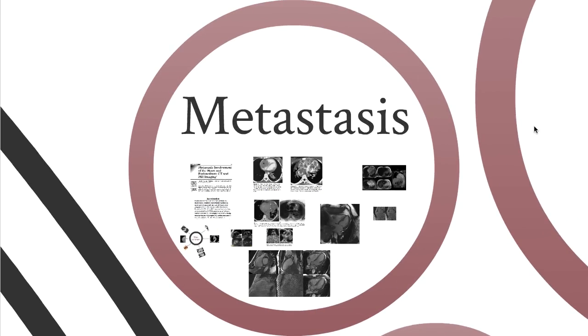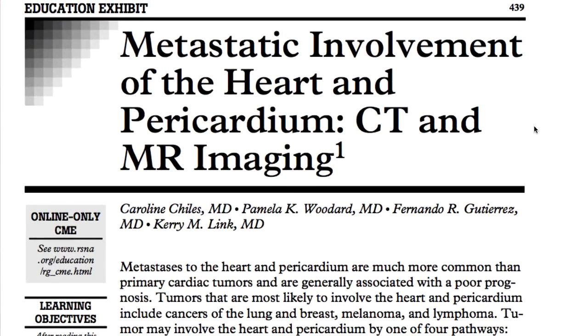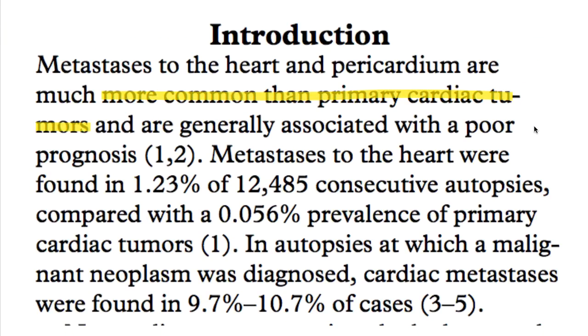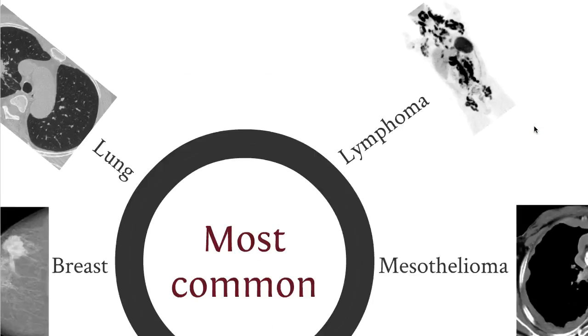Next, we'll talk about metastatic disease. So here's a nice paper from Pam Woodard's group at WashU. So here we looked at mets being much more common than primary cardiac tumors. It's about a 20-to-1 prevalence. Some studies say it's 100-to-1. And in patients with malignant neoplasms diagnosed, of those patients, cardiac mets was found in about 10% of people.